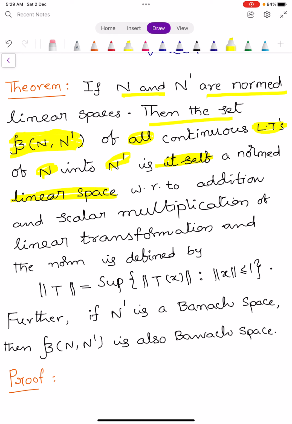with respect to addition and scalar multiplication of linear transformations, and the norm is defined by norm T is equal to the supremum of norm T of x such that norm x is less than or equal to 1. In the previous theorem, we learned this norm as the operator norm and we proved the different forms of this operator norm. Further, if N dash is a Banach space, then script B of N comma N dash is also a Banach space. One of the lengthiest theorems, observe that.